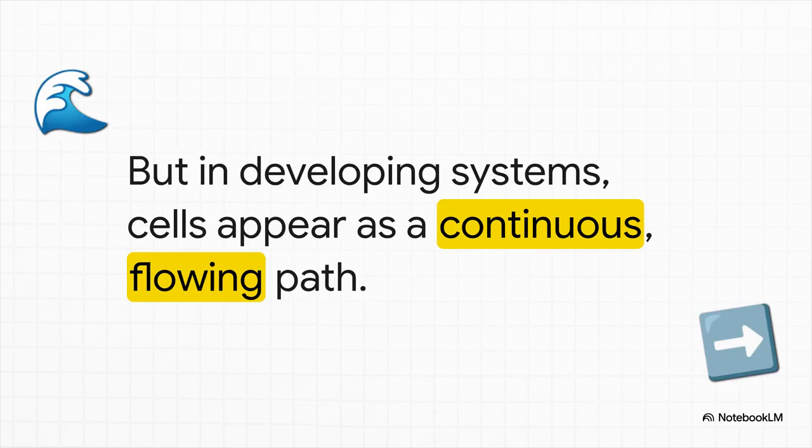But when scientists looked at systems that were developing or changing, like sperm cells maturing in the testis, they saw something completely different. Instead of those distinct clusters, they saw this continuous, flowing river of cells. There were no clear boundaries at all, making it pretty much impossible to draw a line and say where one type ends and the next one begins.